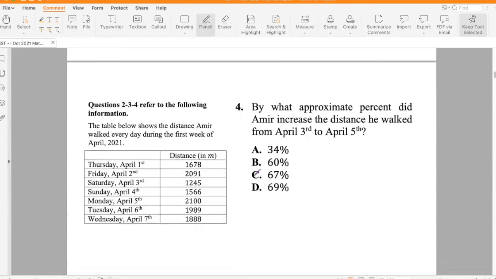By what approximate percent did Amir increase the distance he walked from April 3rd to April 5th? So this is April 3rd and this is April 5th. So percentage increase would be (2100 minus 1245) divided by 1245 multiplied by 100. So that's 68%, approximately 69. So D.